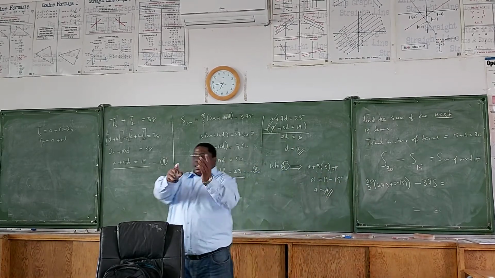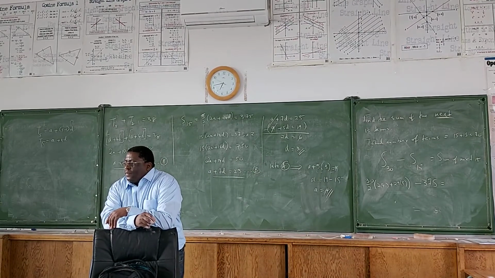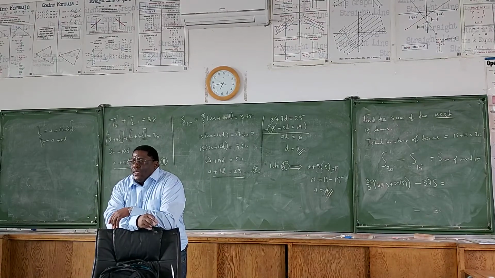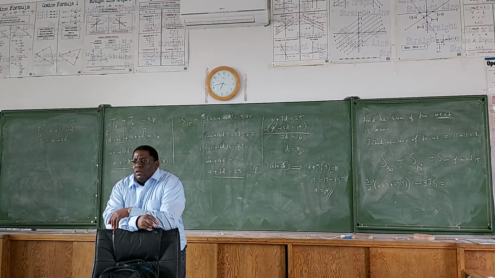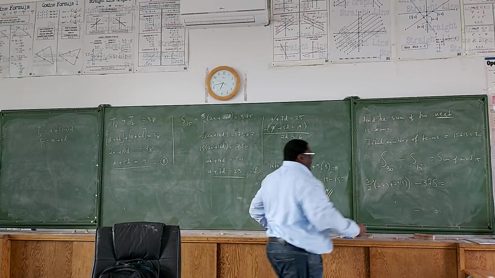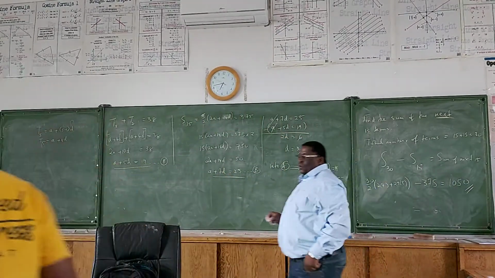Please take your work and show me so that you can see what you are agreeing and disagreeing on. Did you get the same? He said 1050. I think something is wrong. You didn't subtract. There's something wrong with it.